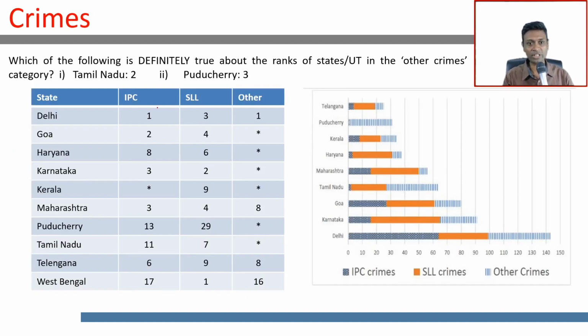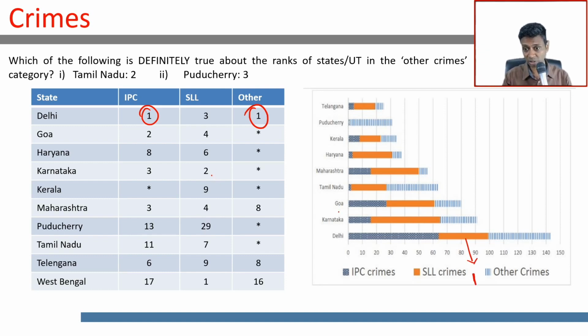And so we've already done this. This is 1 and 1. We've already settled on 1 and 1. In IPC and other, it's 1 and 1. And only in SLL do we need to worry. In SLL, we know that West Bengal is 1. And so let's look at something else.